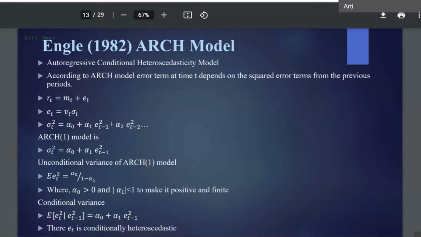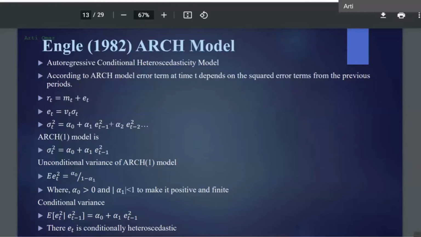Then you can see the unconditional variance of the ARCH model. This is also given. And then we have the conditional variance. These are more mathematical and technical terms, so I'm not going to discuss them, because it would be difficult otherwise to make you understand. Let's go to the next slide.